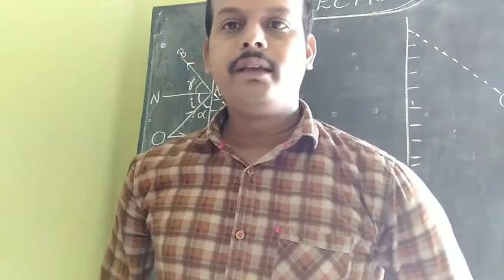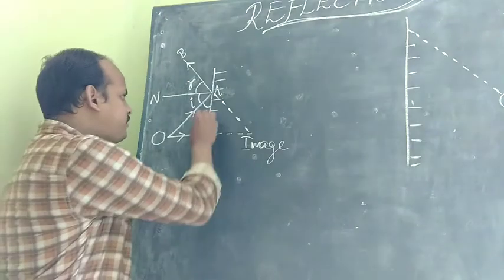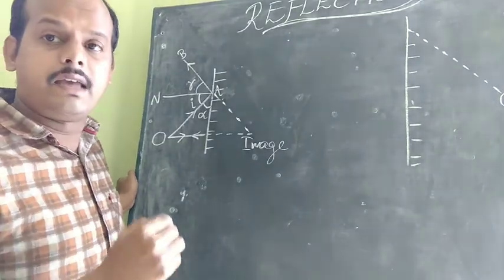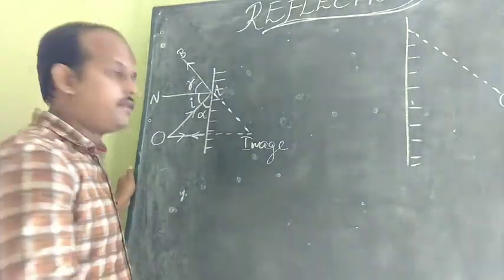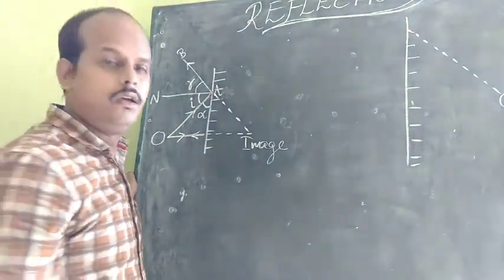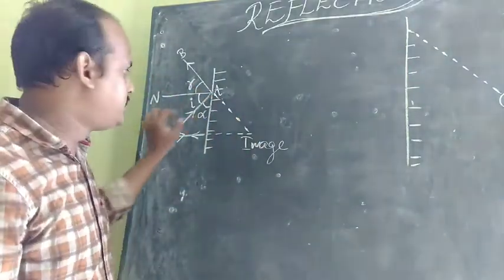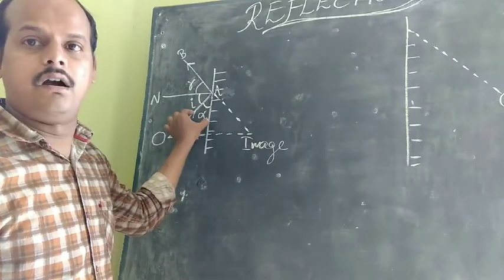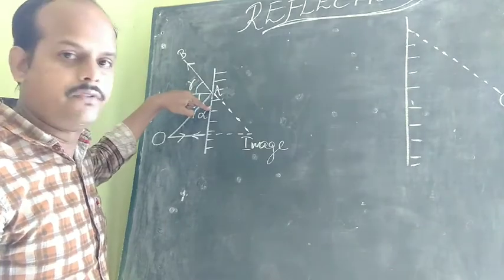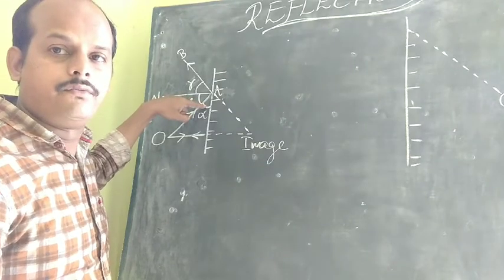Okay, next, what is the angle of glancing? Just observe carefully here. The angle of glancing I have shown with the symbol alpha here. You can also call it the glancing angle. So what is the angle of glancing? The angle made by the incident ray with the plane surface. This angle is called the angle of glancing or glancing angle. This is the incident ray, making a certain angle with the plane surface from which reflection is taking place. This angle we call the angle of glancing.